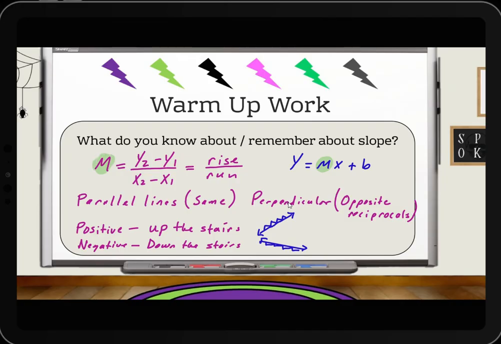Parallel lines, of course, have the same slope. Perpendicular lines have opposite reciprocals, so you might remember from Algebra 1 those concepts. You may also remember the difference between positive and negative slopes, right? So for a positive slope, it's climbing up the stairs, so to speak. Negative slopes, it's climbing down the stairs or going down the stairs.